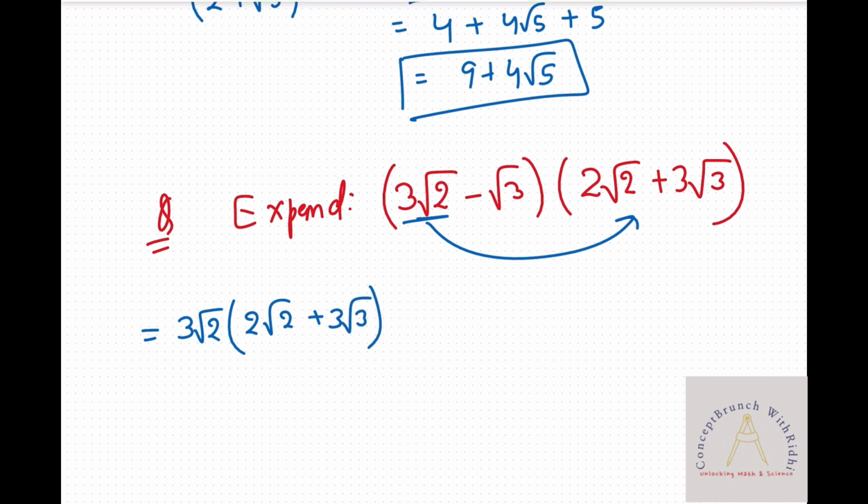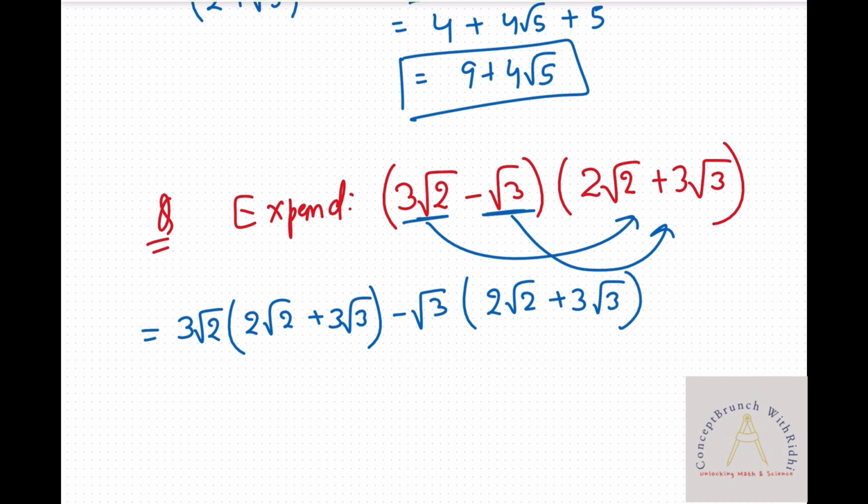Next, the next number will multiply with the whole. See, the next number is with minus, so we'll take minus as well: minus root 3 times 2 root 2 plus 3 root 3. You have to be very, very careful with minus and plus. Have patience now. Look, these two we have to multiply: 3 root 2 times 2 root 2. Let's do it slowly and in a very patient way. Next, 3 root 2 with 3 root 3.